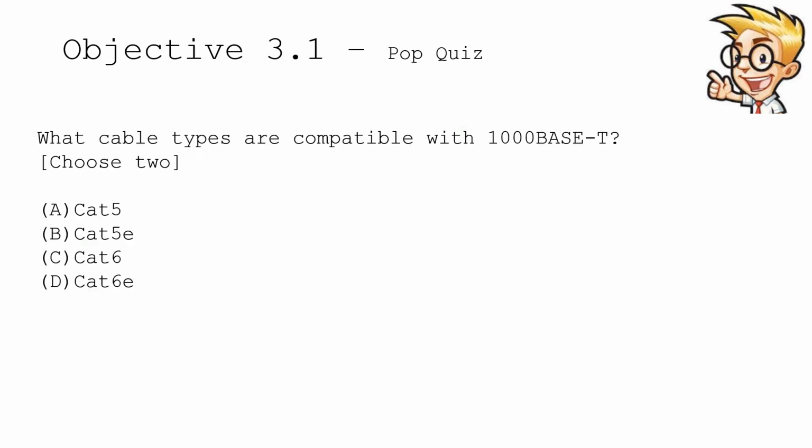Okay, we're at the end of 3.1 network cables. Here's a common question you would see on the A+. What cable types are compatible with 1000 base T? Choose 2. So we have Cat5, Cat5e, Cat6, Cat6e. Do you remember that table that we were looking at with the columns? Yep, 1000 base T uses Cat5, and then 100G base T uses Cat6.